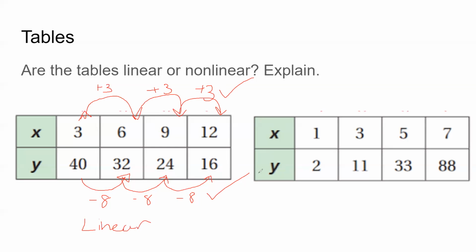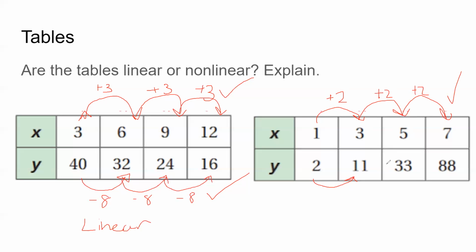Now let's check this second table. So to have a consistent rate of change, it should be going up by the same amount every single time. So you can check your x's first or your y's, it doesn't matter. This one looks easy to check, so I'm going to check it first. 1 plus 2 gives me 3. Let's see if it's consistent or the same every time. 3 plus 2 is 5. 5 plus 2 is 7. So x goes up by a consistent amount.